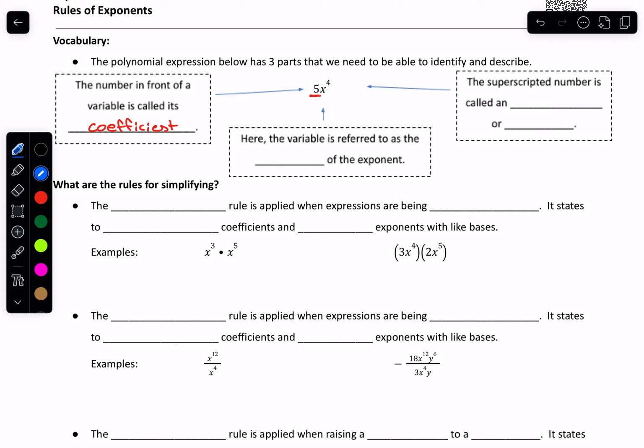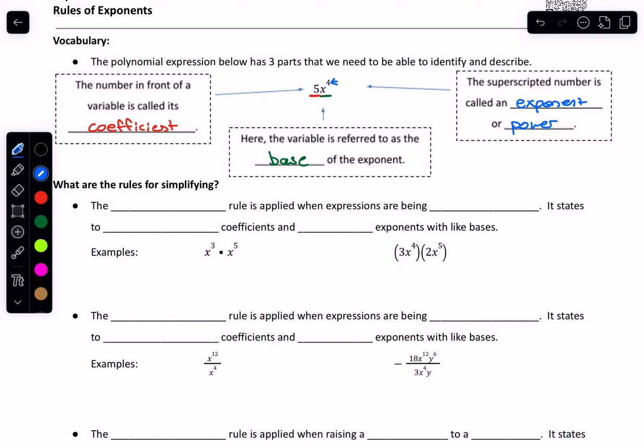The 4 up here on the top is a superscript. If you're on a keyboard, the way you put that up there is by using the superscript button. And this is called an exponent or a power. So we have 5x to the power 4, or to an exponent of 4. The x itself here, we would call that variable the base of the exponent. So we have a base of x and an exponent of 4, with a coefficient in front of 5.